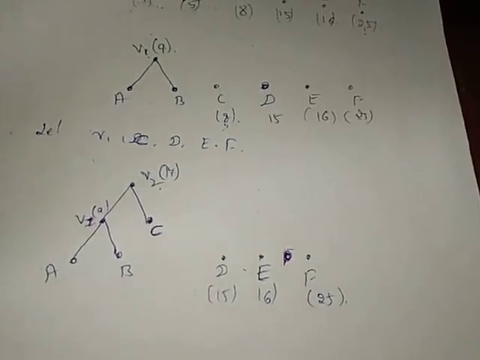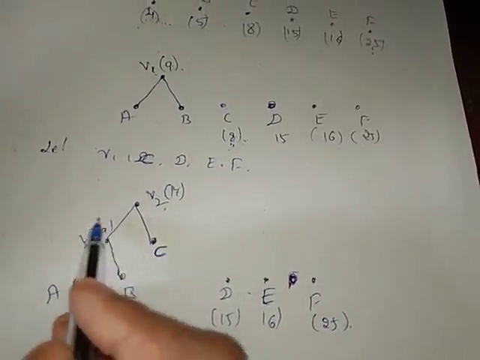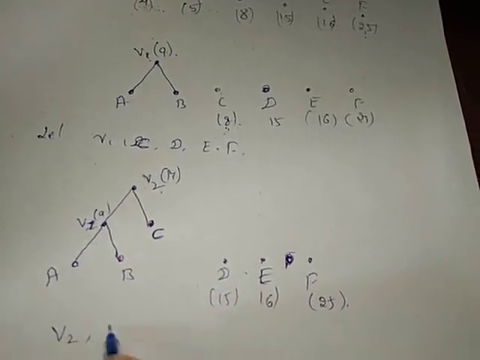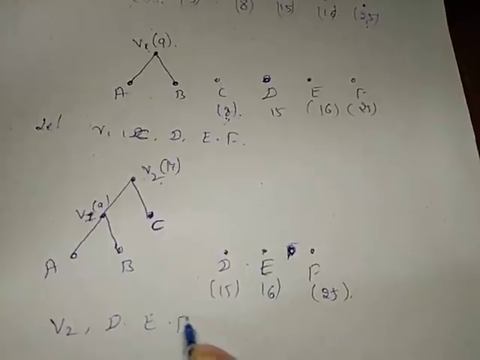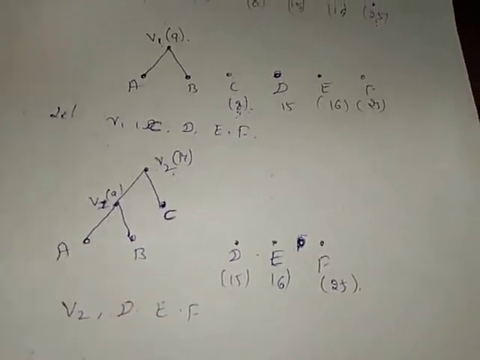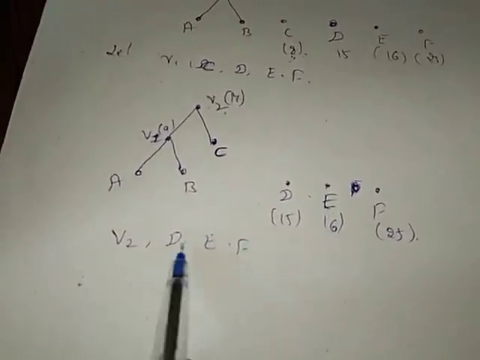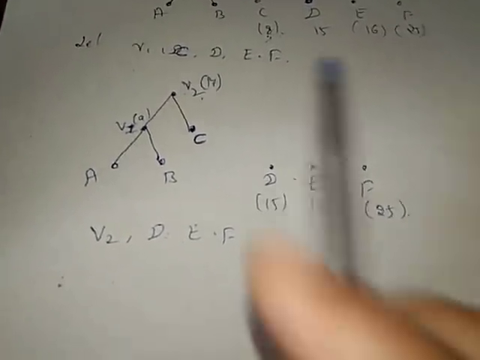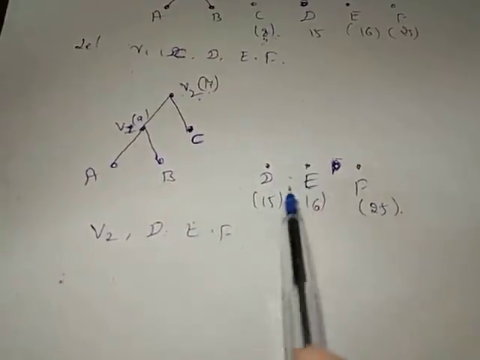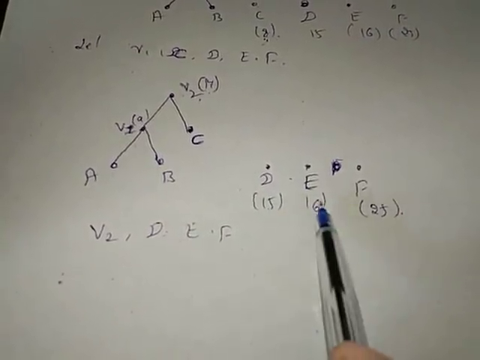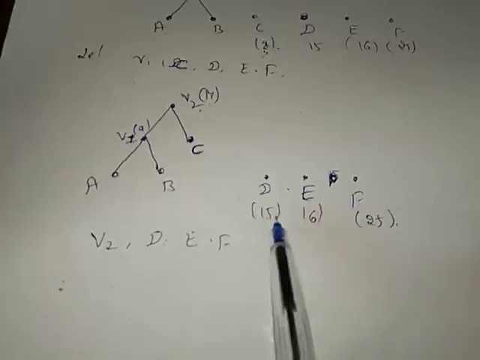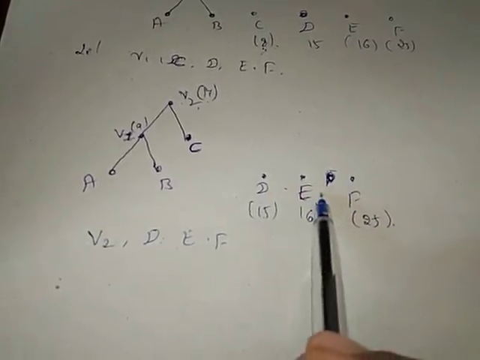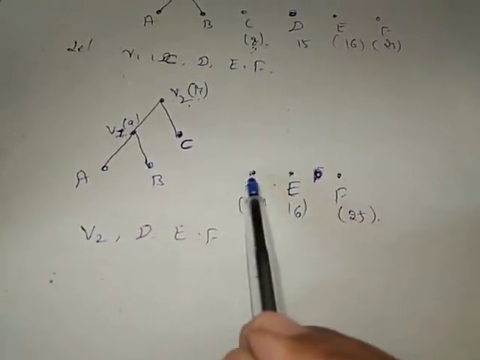Now the remaining vertices, we have to neglect these vertices. Just consider only V2, D, E, F. Among these V2, D, E, F, the smallest weights are V2 having the weight 17, D having the weight 15, E having the weight 16. So the smallest weights of the vertices are D and E. Now we have to add the vertices D and E.